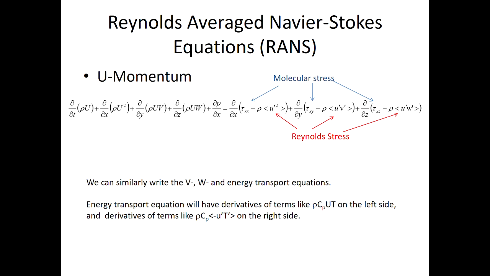Same thing happens with rho uv. We get an organized component rho uv on the left side, and a fluctuating component, rho u prime v prime time average, on the right side. In the case of energy, you'll have rho times u times cp T on the left-hand side. You'll have rho cp times u prime T prime on the right-hand side. This is the turbulent transport of heat.